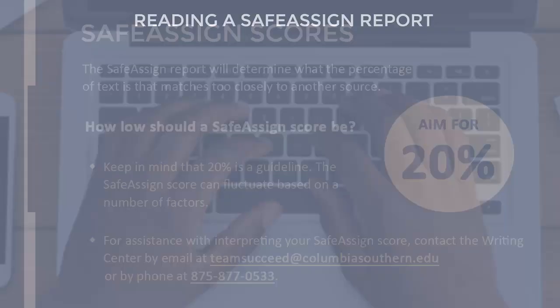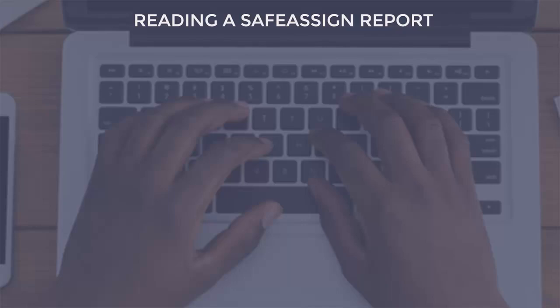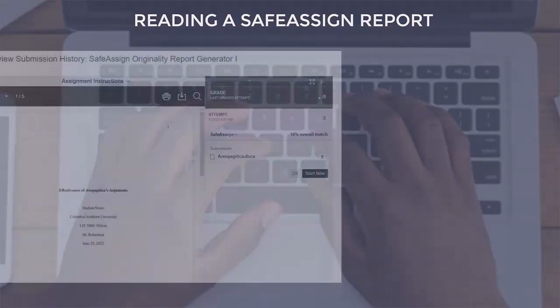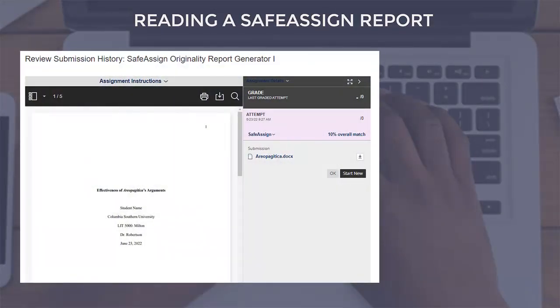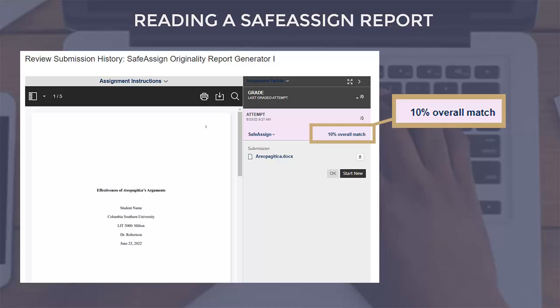Now that we know a little more about how SafeAssign scores work, let's check back in with our report. After submitting your assignment to the Originality Checker and waiting a few minutes, you can click Refresh or click back into the generator that you used. When your score is available, you'll see the percentage provided where it previously said Report in Progress. It looks like this paper has a 10% match.